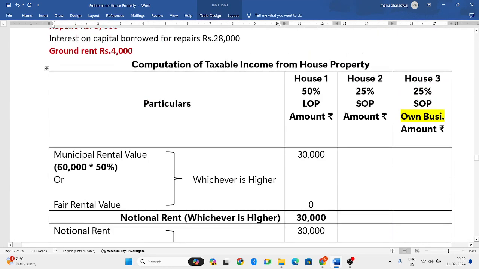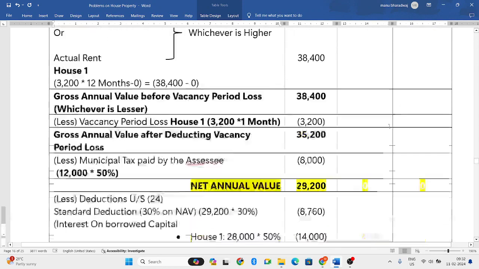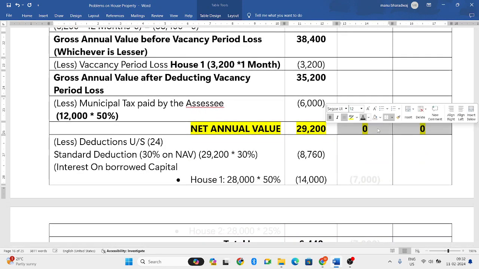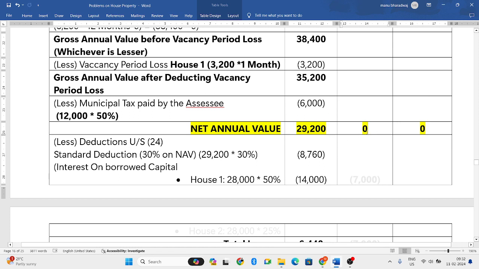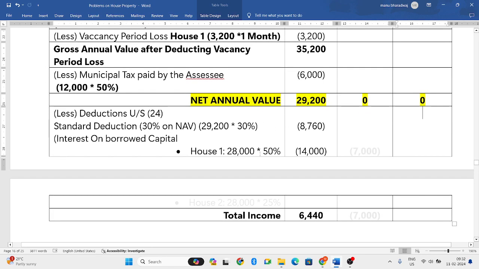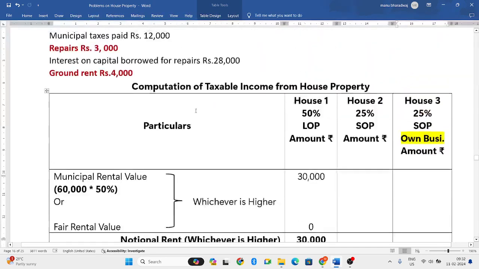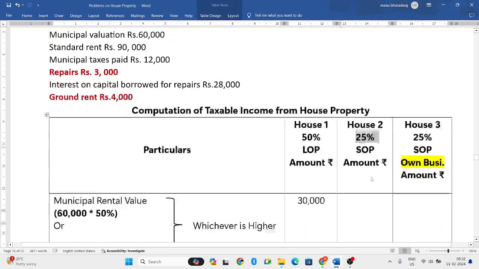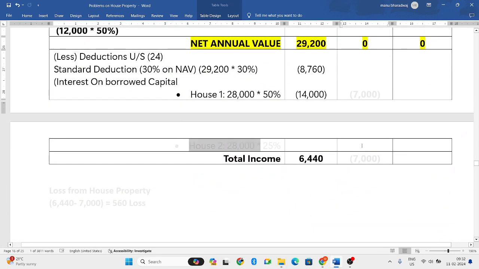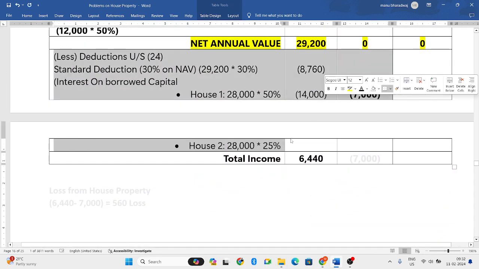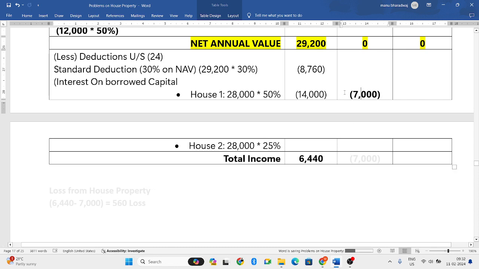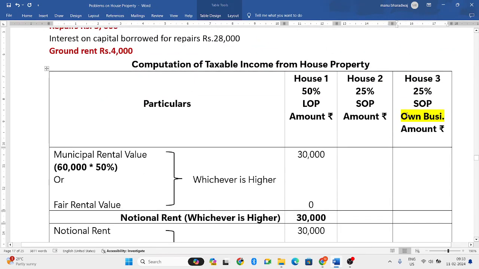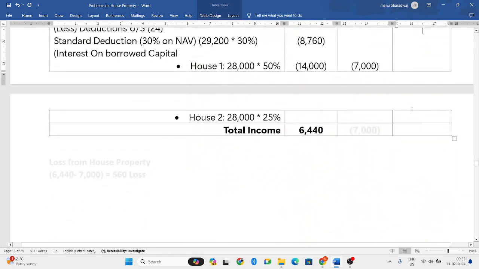Now come to the second and third house. As it is SOP, till NAV everything will be 0. Standard deduction will be 0 because there is no NAV. But interest on borrowed capital is there. For the second property, 25% is the proportion. So for house 2 we will give 28,000 into 25%, that will be 7,000. For the third property, it is used for own business, so we will not give any deduction.